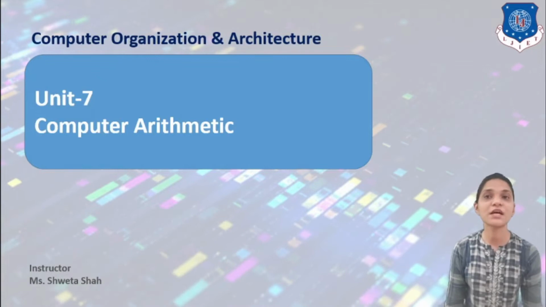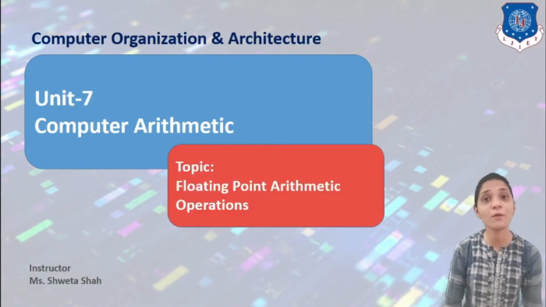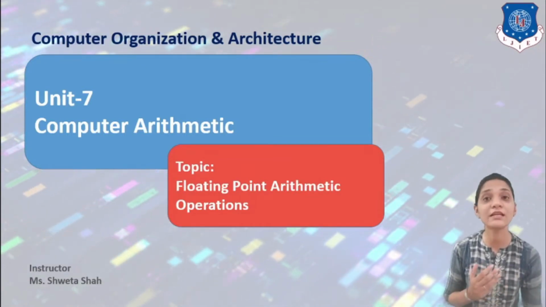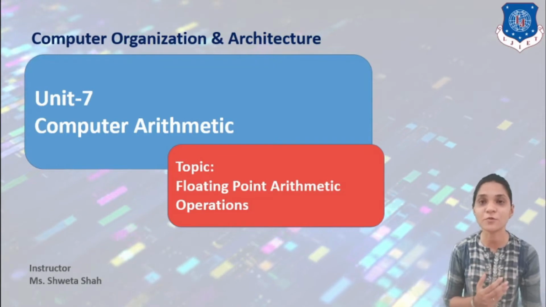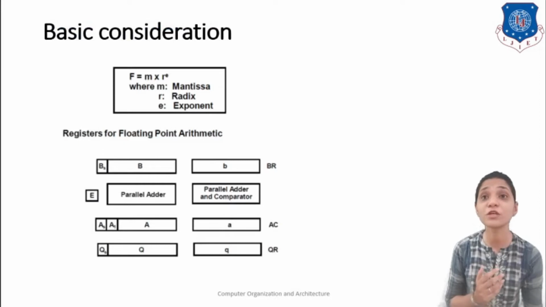In this subject we have started unit 7, that is Computer Arithmetic, and in this session we are going to see today the topic that is floating point arithmetic operation. In this we are going to see the addition, subtraction and the multiplication operation. So let us start with the basic consideration for these floating point numbers.